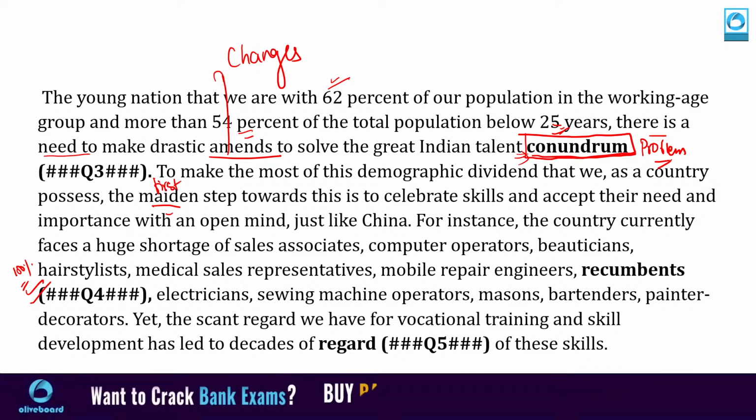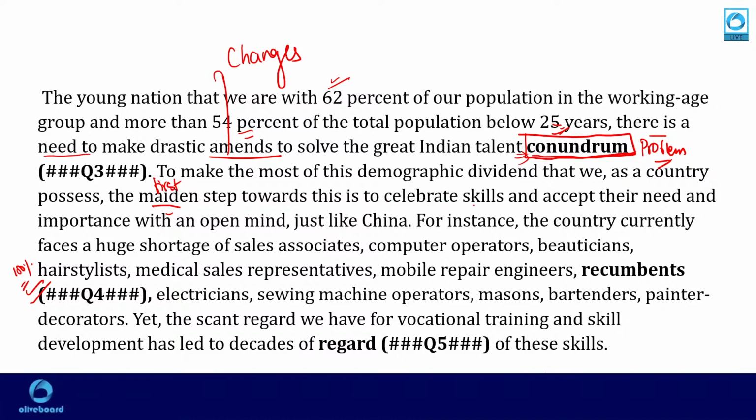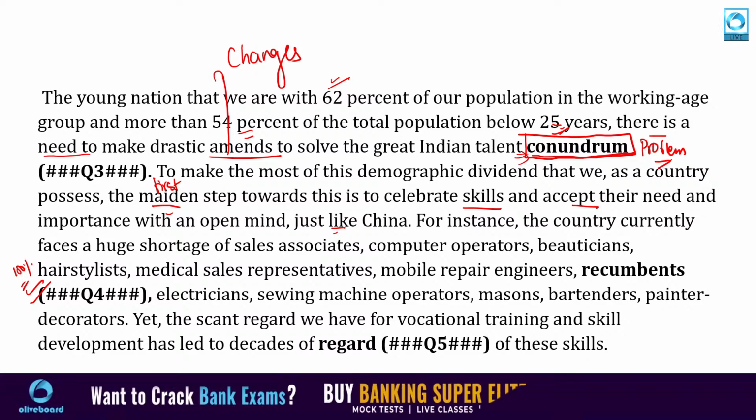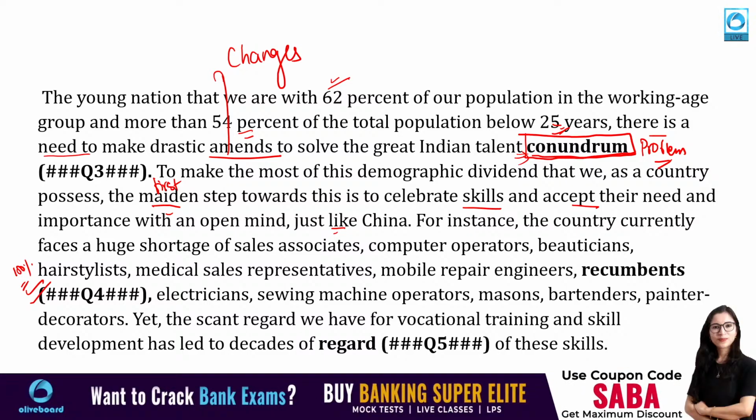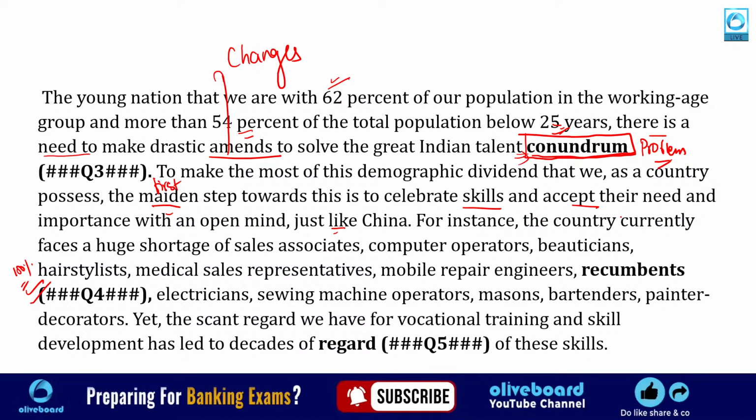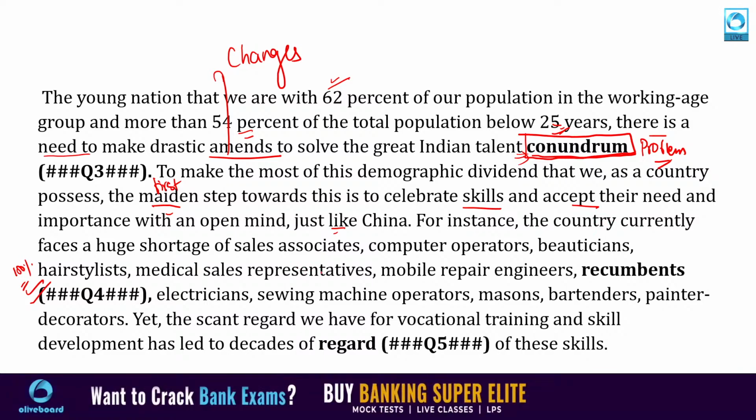If we want to make the most of these youngsters, the first step towards this is to celebrate skills and accept their need and importance with an open mind, just like China. If we want to utilize these young resources, our first step should be that we should focus on improving skills and accept the need and importance with an open mind, just like China. For instance, the country currently faces a huge shortage of sales associates. Our country is facing this shortage.